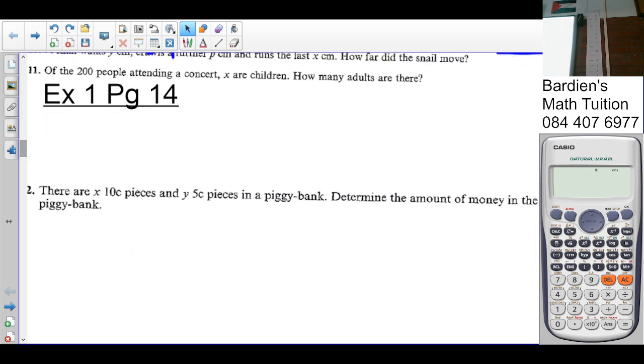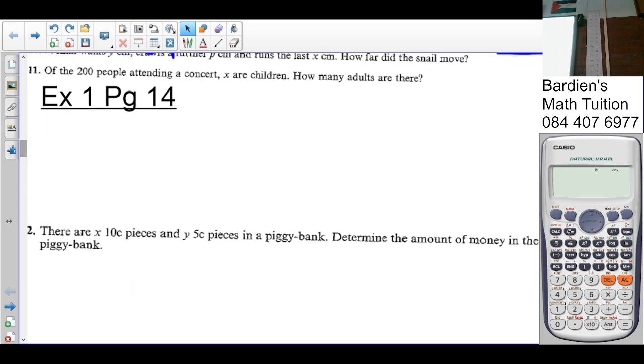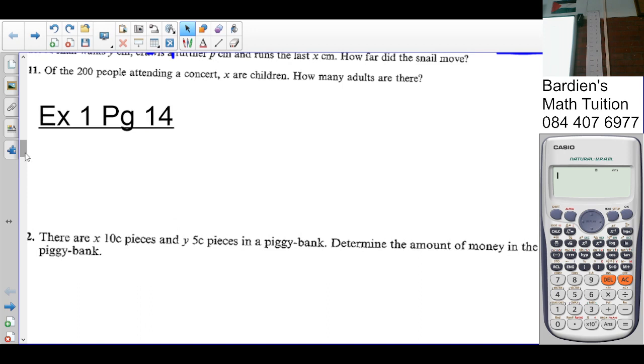Number 11. Of 200 people attending a concert, x were children. How many adults were there? 200? Who got that one right? Okay, so I don't need to explain.